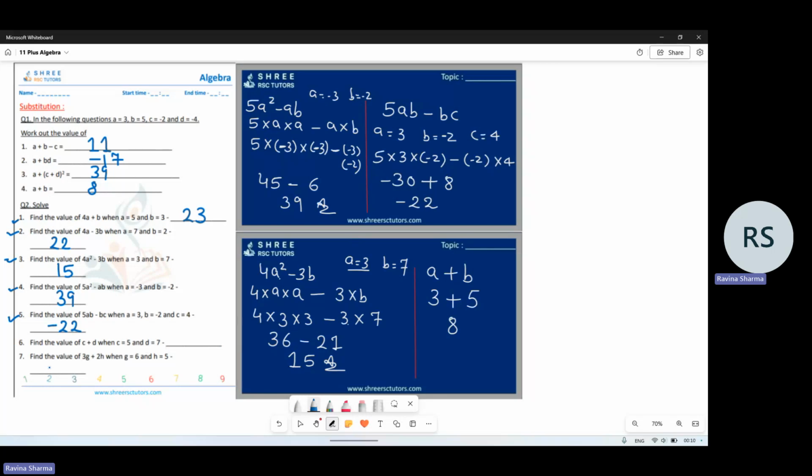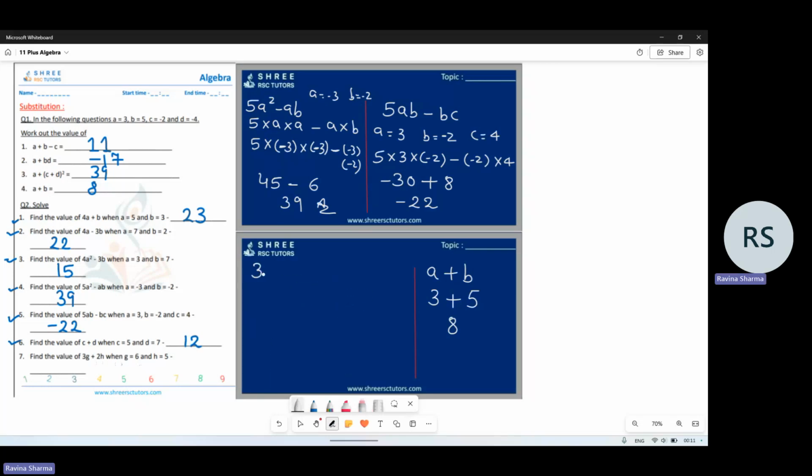Now two more questions are remaining. Find the value of c plus d when c is 5 and d is 7. It's a very simple question. You just have to substitute c is equal to 5. So 5 plus d is 7, which is going to be 12. So we can directly write the answer 12. Now the last question here is, find the value of 3g plus 2h when g is 6 and h is going to be 5. So let's do this question here. For that, we will remove it and try to do it here.